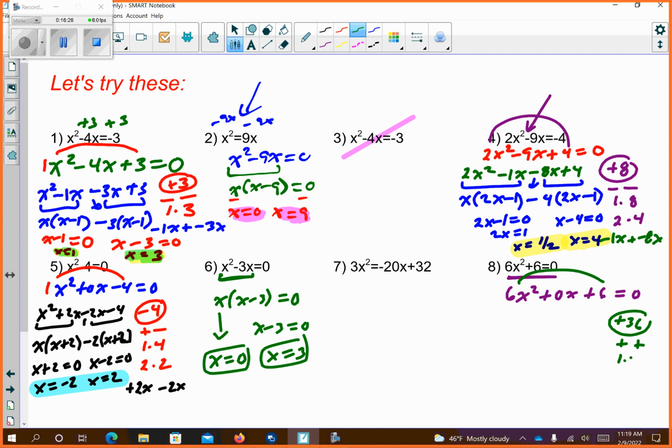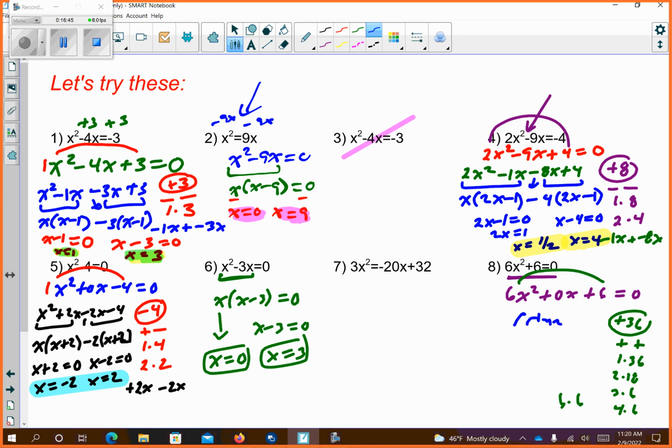Okay, so I got 1 and 36. Will 1 and 36 both being positive add to 0? 2 and 18? 3 and 6? 4 and 9? 6 and 6. Remember, they both have to be positive. It is. This is a prime one.